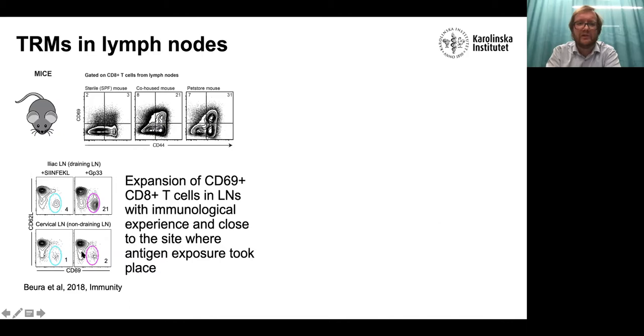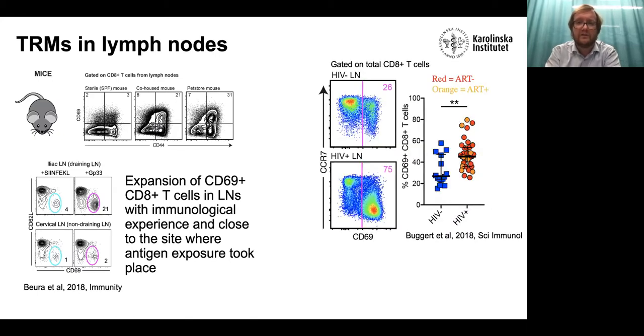So really what this tells us is that expansion of TRMs or CD69 positive CD8s in lymph nodes takes place with immunological experience and close to the site where antigen exposure takes place. So this, to some degree, set the stage for some of our work that we did on HIV back in 2018, when we started to characterize lymph nodes from HIV negative donors versus HIV positive individuals.